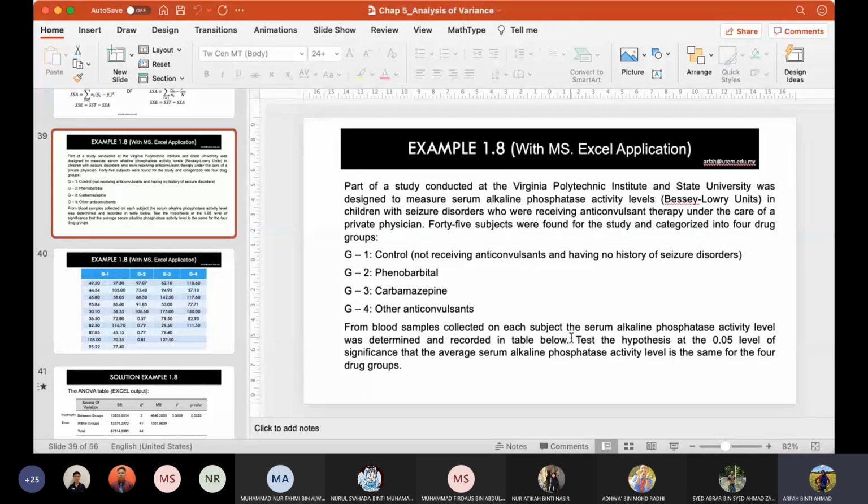So from here, wait a moment, I will change to my iPad. Share screen.